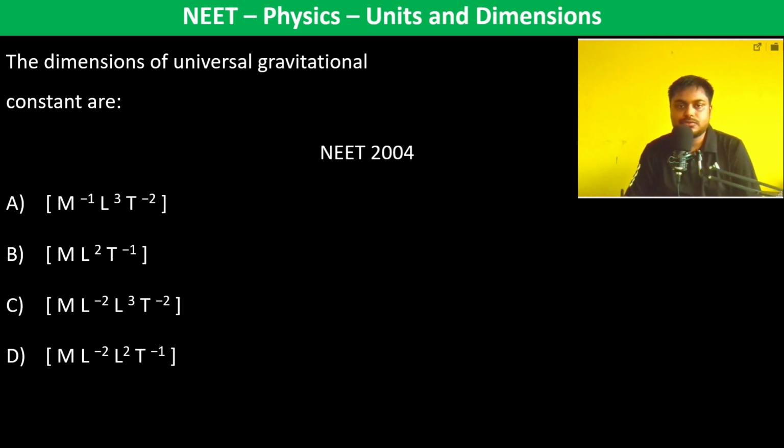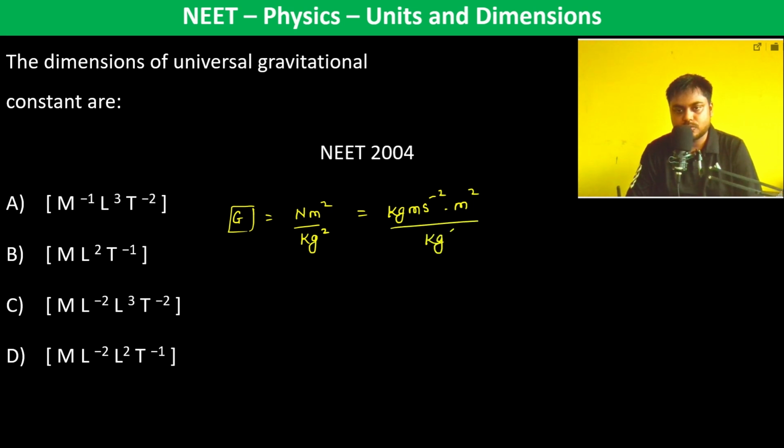The dimensions of the universal gravitational constant are, so this is G. This was actually Newton meter square per kg square. So this is kg m s^-2 m square divided by kg square, gone. So this is mass to the power minus 1, length cube, T to the power minus 2. A option is going to be the correct one.